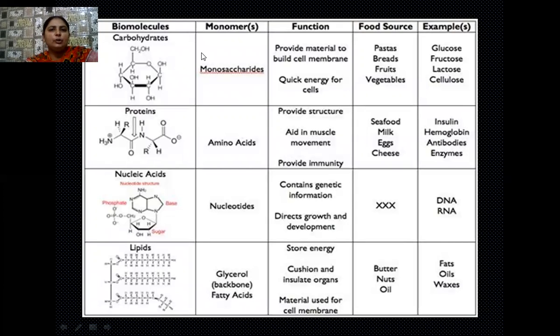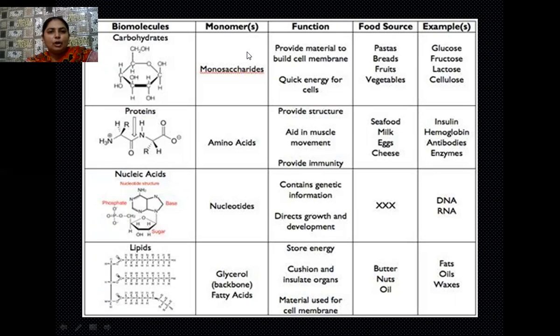Okay, students, have a look at this flow chart. Here I have shown you the structural formulas of the different types of biomolecules. These may be carbohydrates, then proteins, then nucleic acids, and then lipids. We are not going to memorize these chemical structures, which we will study in chemistry. Here we have to focus more on the functions and the resources from which we obtain these biomolecules.